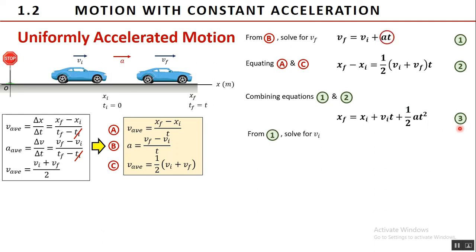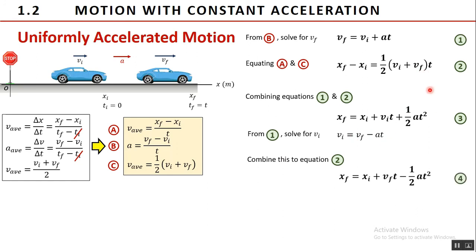Likewise, in terms of final velocity and without requiring the value of initial velocity, from equation 1, we solve v sub i as final velocity minus acceleration multiplied by time. Then combining to equation 2 gives another expression for final position x sub f as x sub i plus v sub f t minus 1/2 a t squared. And this is the fourth equation.